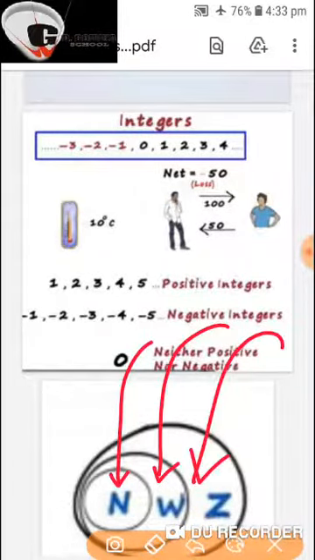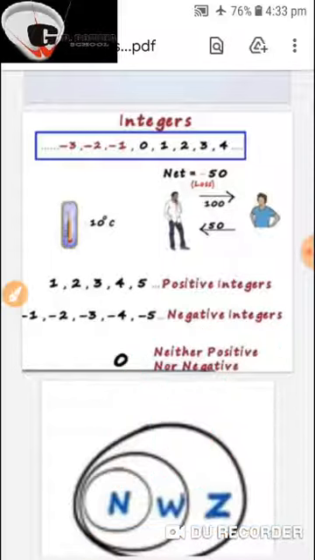In our next session, we are going to discuss the ordering of integers and the absolute value of integers.